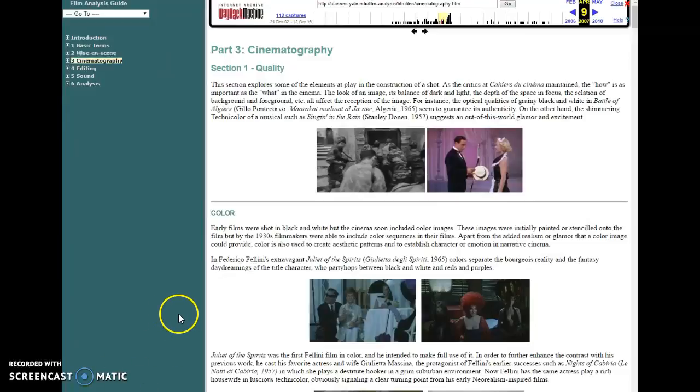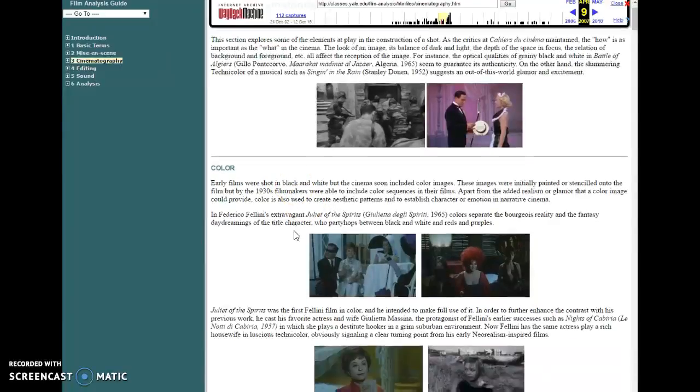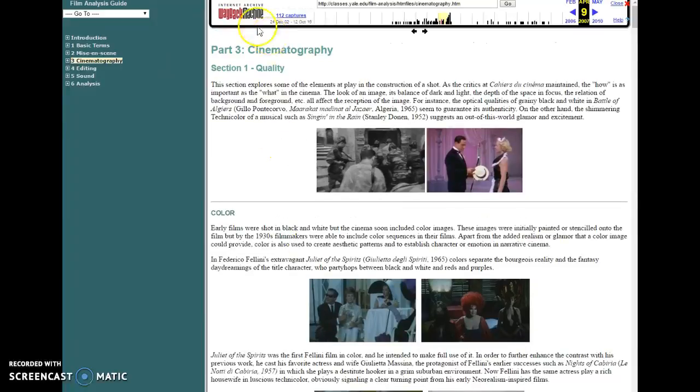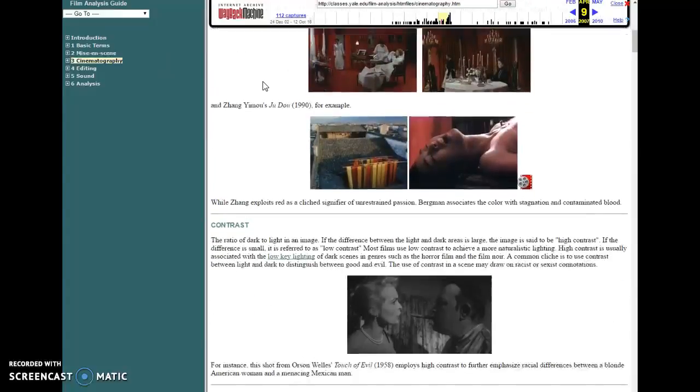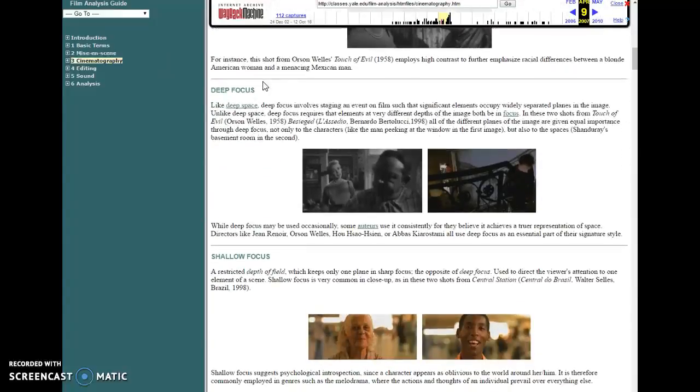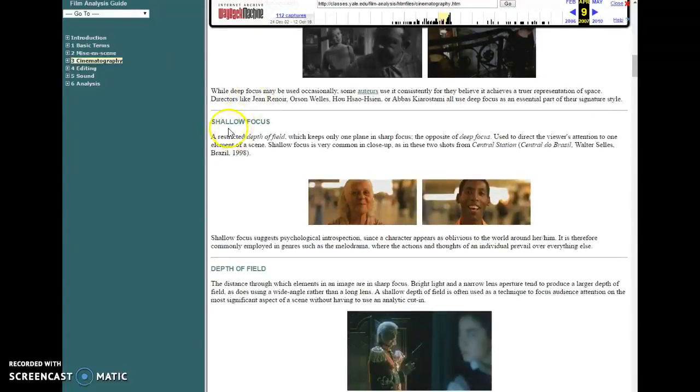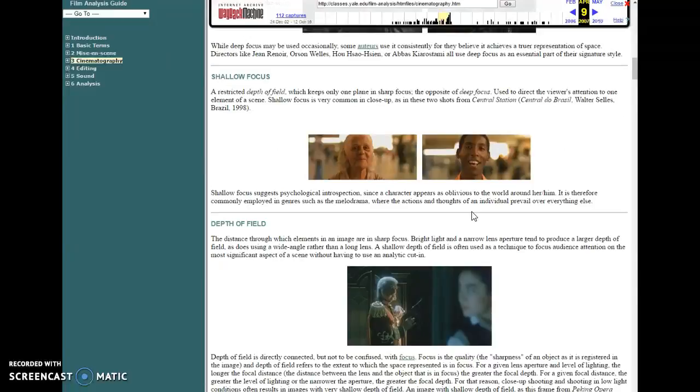So as you can see here, this is the website that I've assigned for you, or the web page that I've assigned for you to read this week. It's part 3, cinematography, and as you go down through here, you'll see that there's several high quality examples of not just the definitions, but also visuals to help you to understand this terminology that is very specific and probably foreign to most of you.